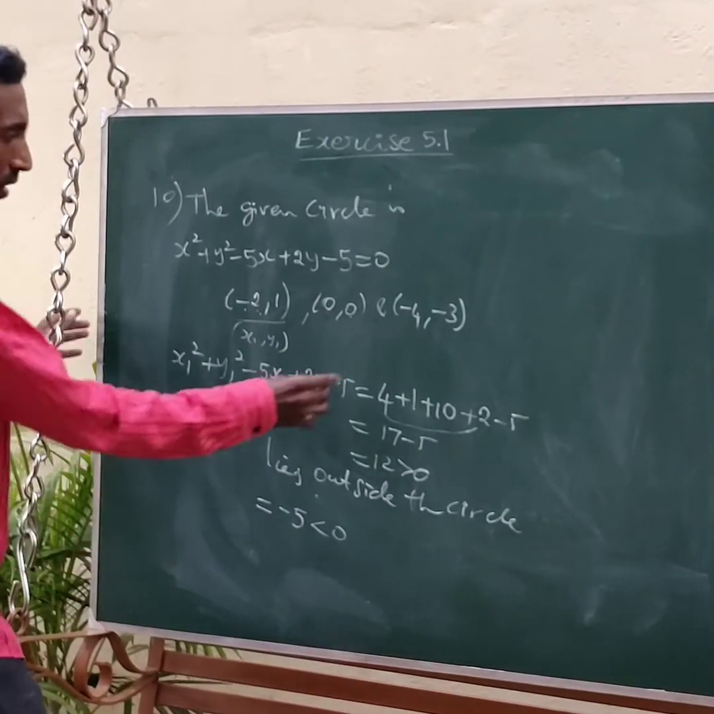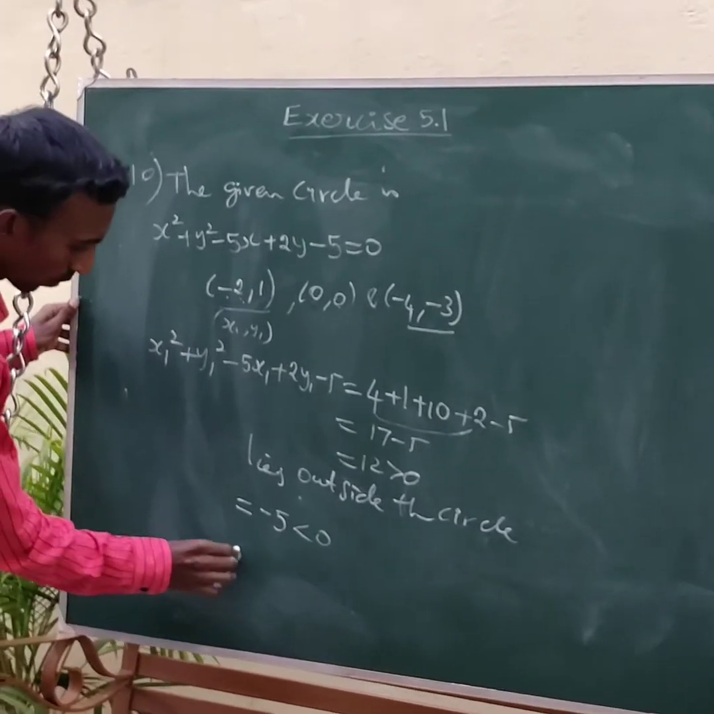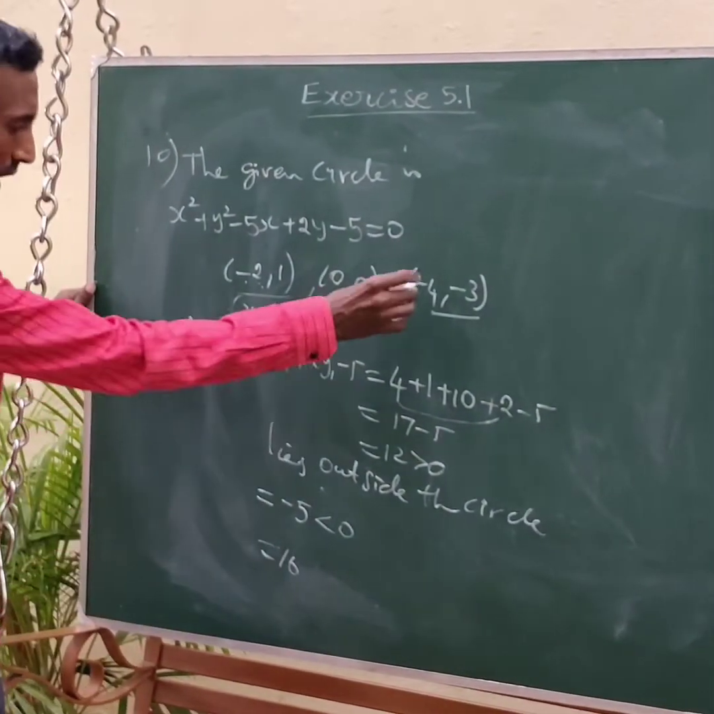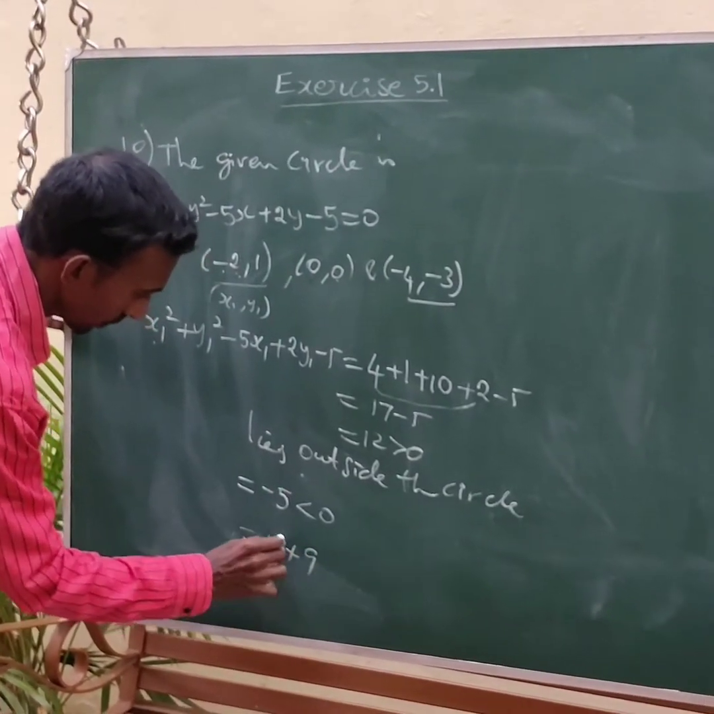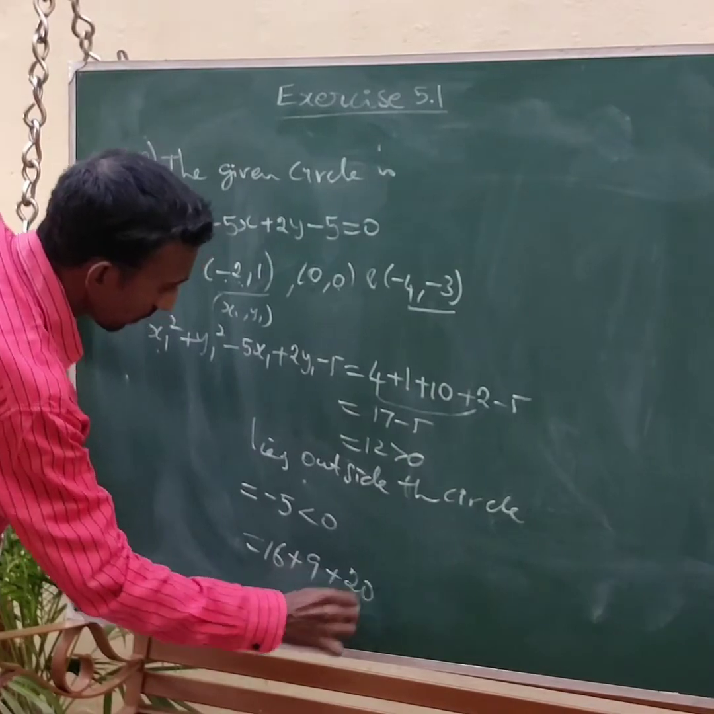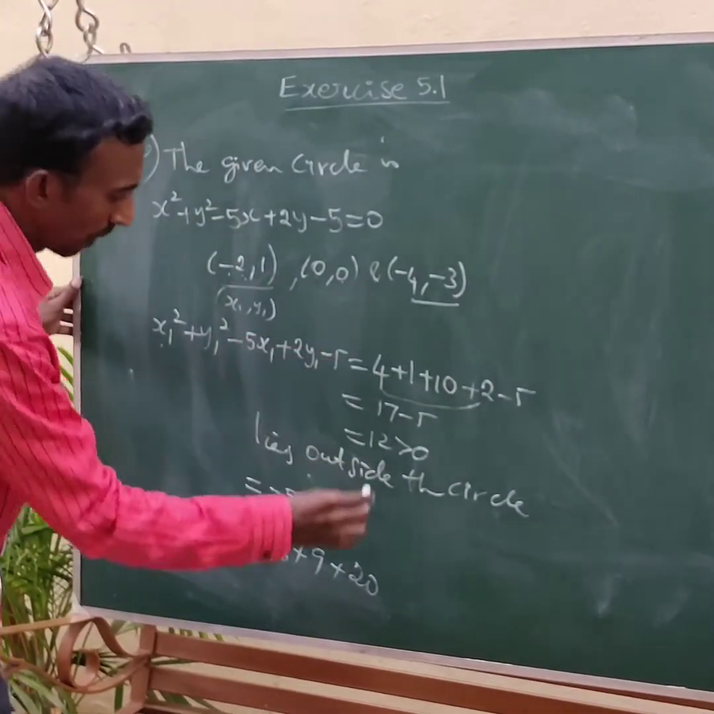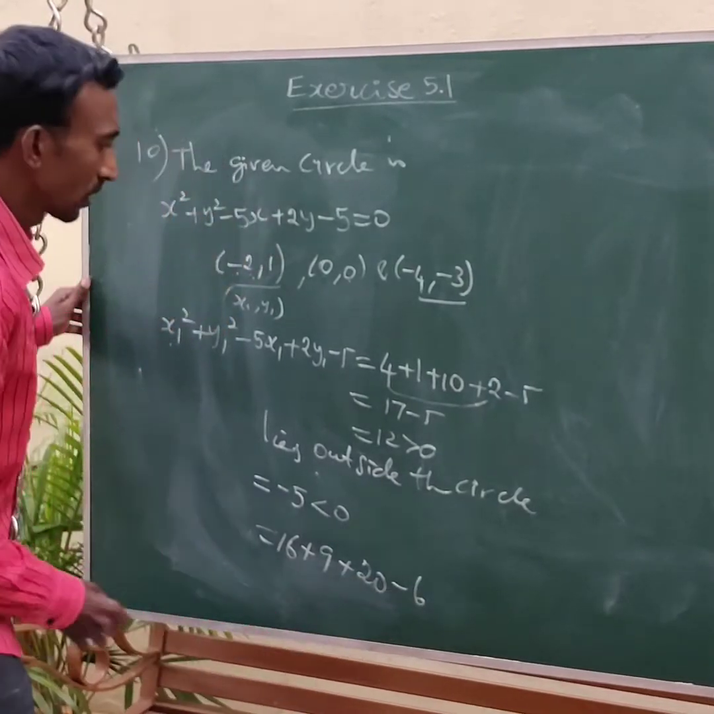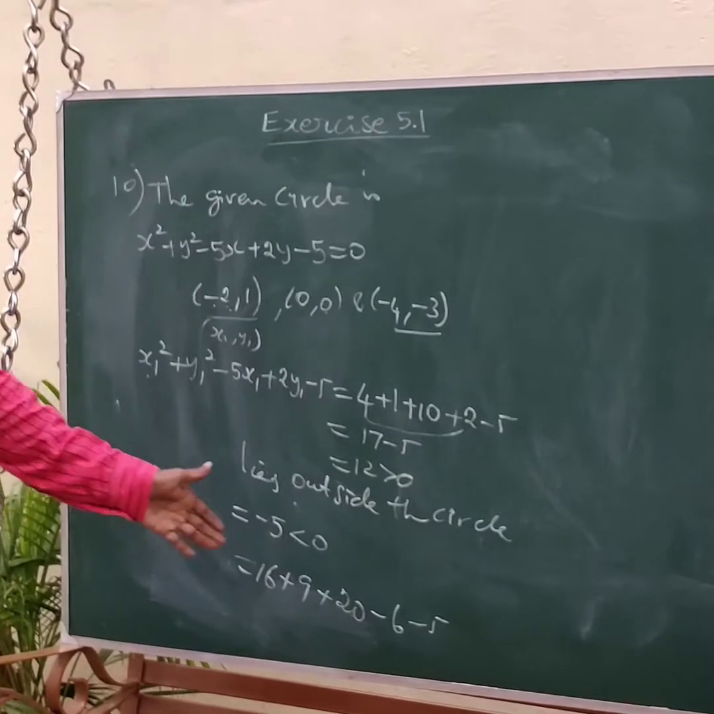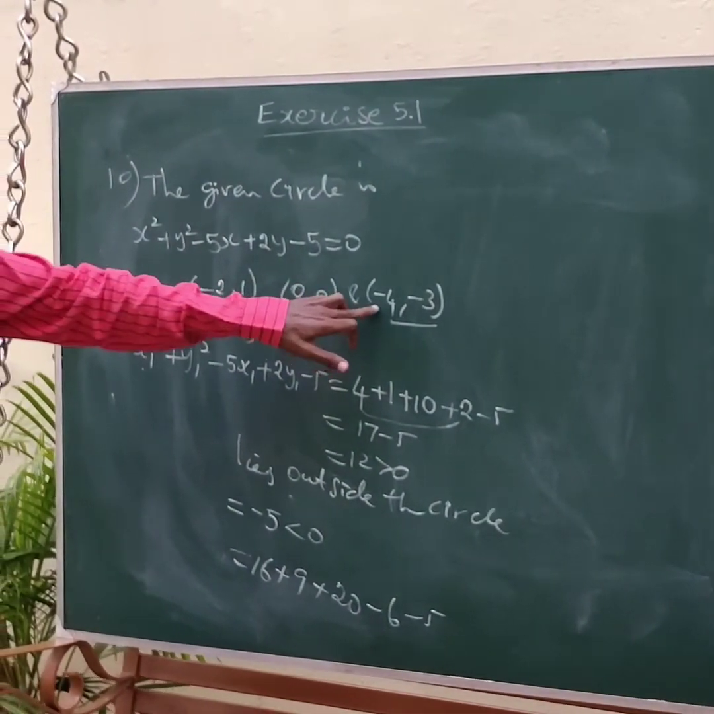Once again check it for the third point, (-4, -3). So what about the value? So plus 16 and plus 9 and what about this one? Plus 20 and what about this value? Minus 6 minus 5. Look at these values. Anyway, it is greater than 0. That point, third point lies outside the circle.